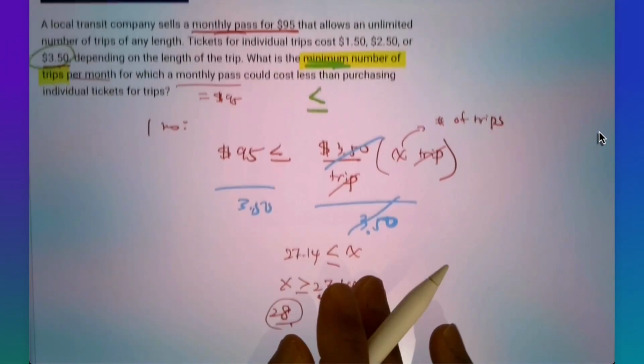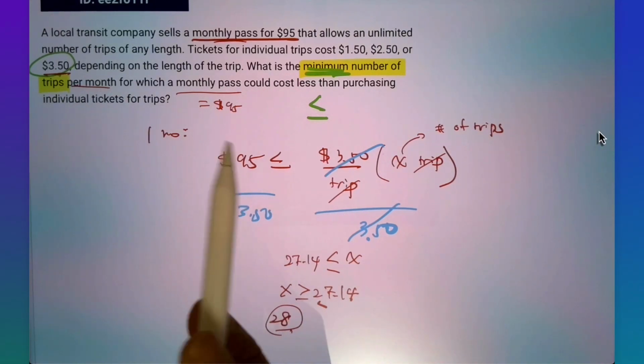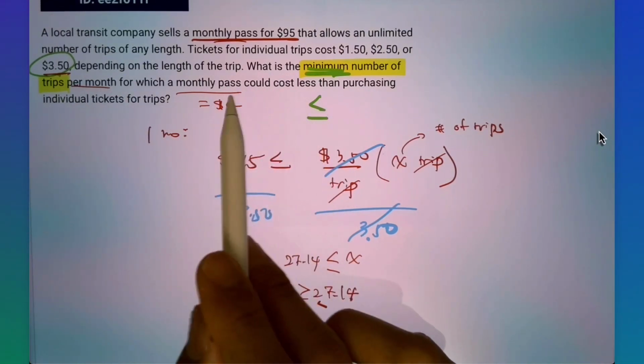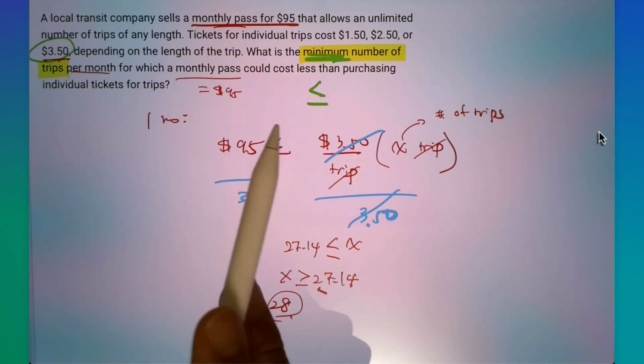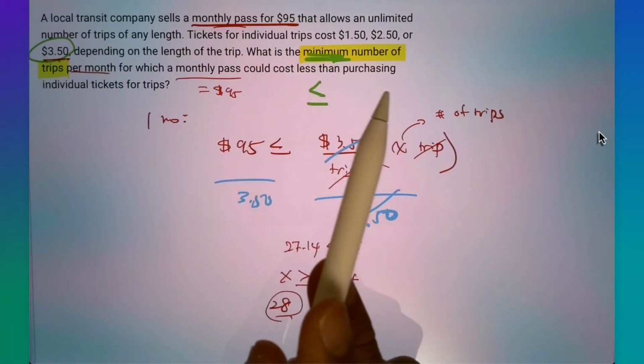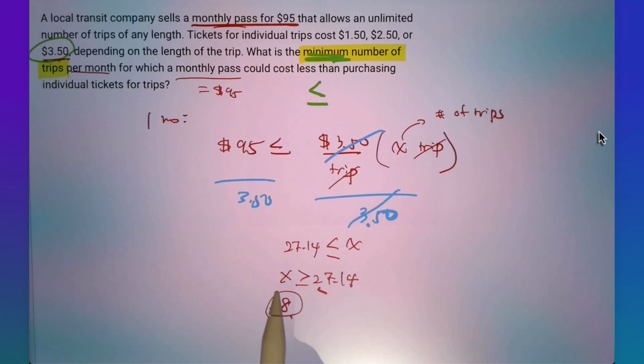So in other words, the monthly pass would be worth it or could cost less if this individual has at least 28 long trips. Okay, so in that case, you want to buy the monthly pass rather than individual trips, individual tickets for $3.50. All right, so the answer should be 28.